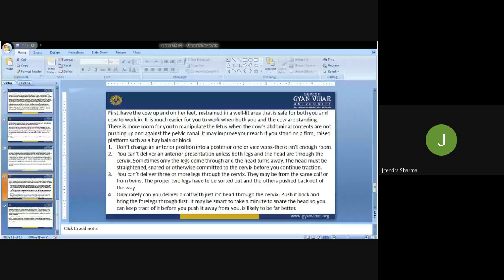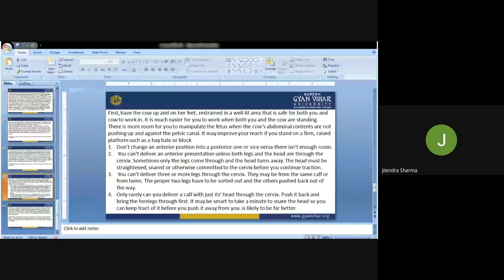Don't change an anterior position to a posterior one or vice versa. There is not enough room. You cannot deliver an anterior presentation unless both legs and the head are through the cervix. Sometimes only the legs come through and then the head turns away. The head must be straightened and snared or otherwise brought into the cervix before you continue traction. You cannot deliver with three or more legs at the cervix. They may be from the same calf or from twins. The proper two legs have to be sorted out and the other pushed back out of the way.